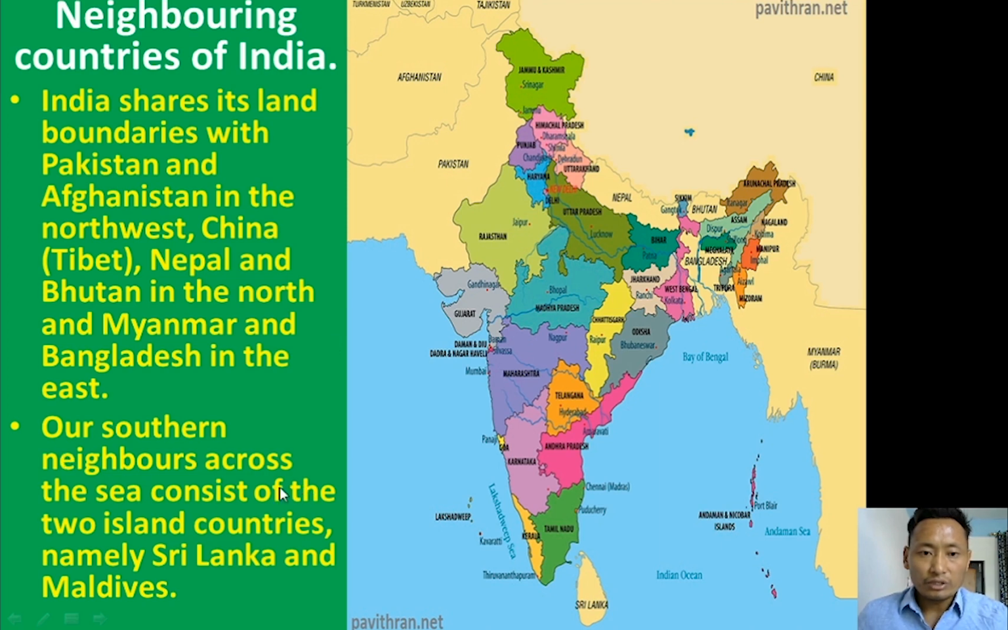Our southern neighboring countries across the sea consist of two island countries, namely Sri Lanka and Maldives. These are the two neighboring countries India shares a sea boundary with.